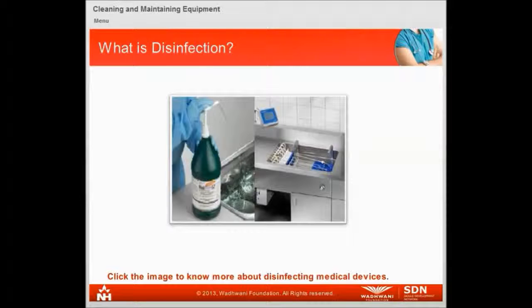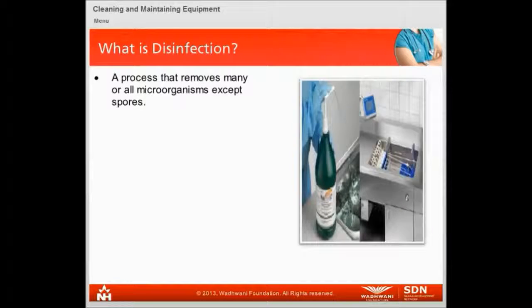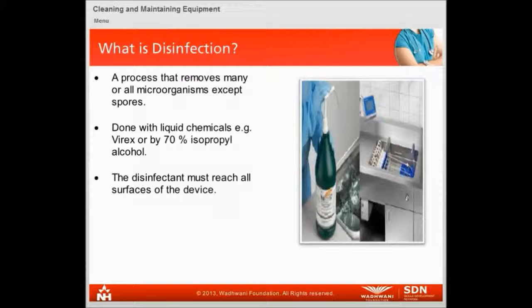Let's find out what disinfection is. Click the image to know more about disinfection. A process that removes many or all microorganisms except spores, done with liquid chemicals, for example, Virex, or by 70% isopropyl alcohol. The disinfectant must reach all surfaces of the device. Enough time must be spent for disinfecting the device.